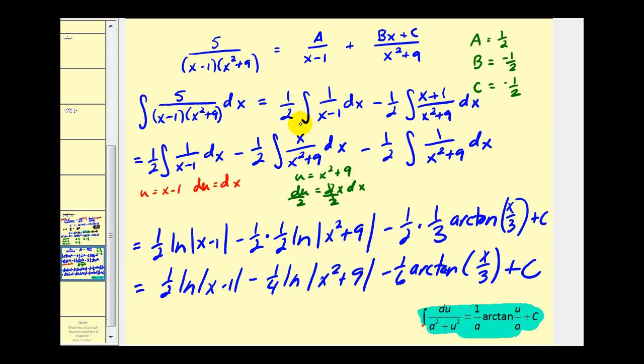So even though partial fractions did allow us to integrate this, it still was fairly involved, but it did allow us to find the antiderivative. I hope you found this example helpful.